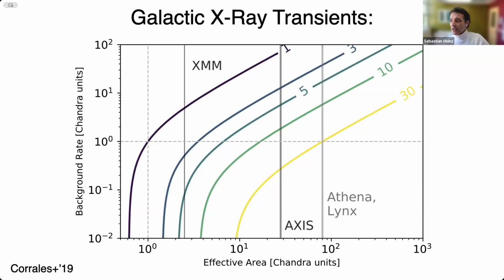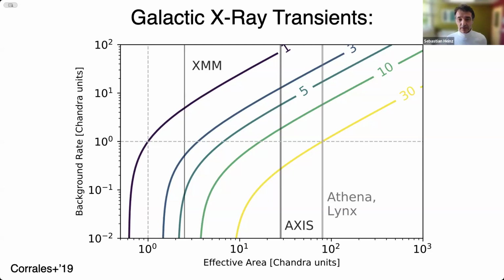And so if we follow up gamma ray bursts, this sort of goes away. So here is the prediction for the sensitivity of what AXIS will do in terms of the number of galactic transients that we will be able to follow up. So this is now a few years old, so this might need to be updated with new effective areas, etc. But the contours show the number of sources relative to what Chandra sees or is able to follow up based on effective area and background.